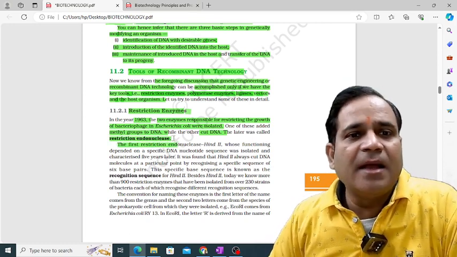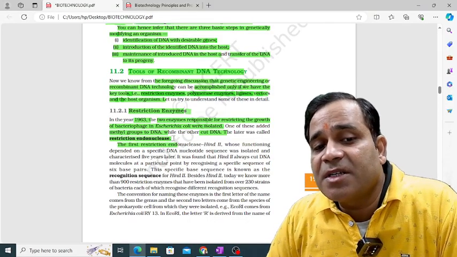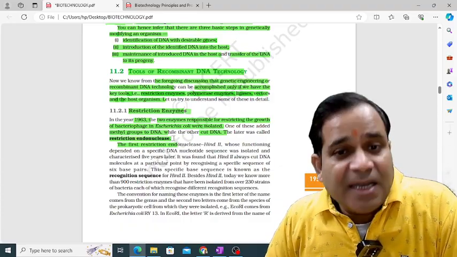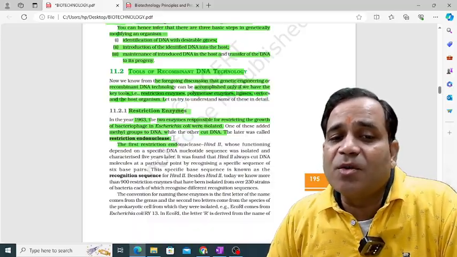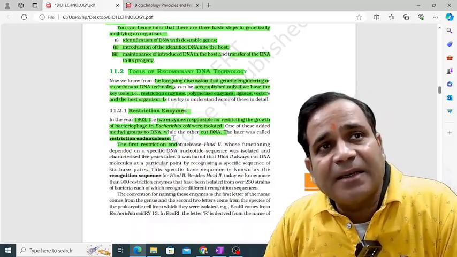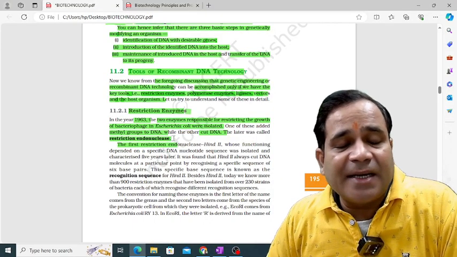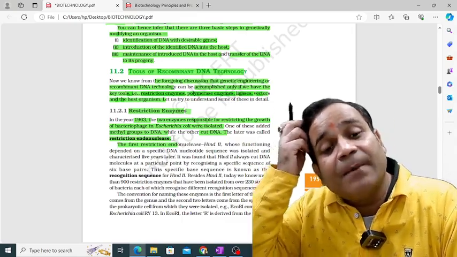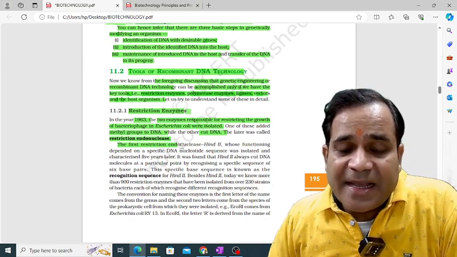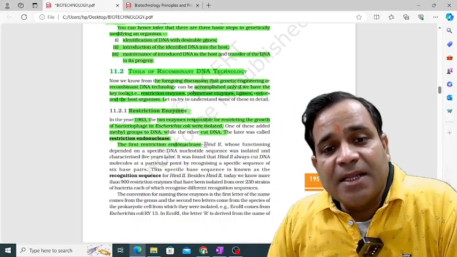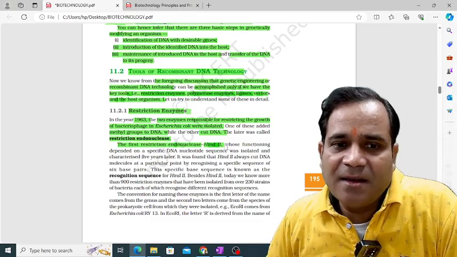Again, I am repeating: in the year 1963, the two enzymes responsible for restricting the growth of bacteriophage in E. coli were, number one, one that adds a methyl group to DNA, while the other cuts DNA. That is also known as restriction endonuclease enzymes. The first restriction endonuclease, which is very important to know, is Hind II. This is an important line.